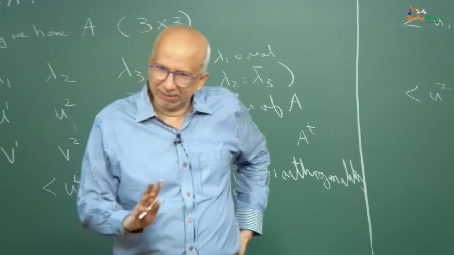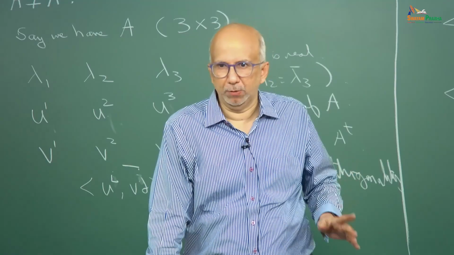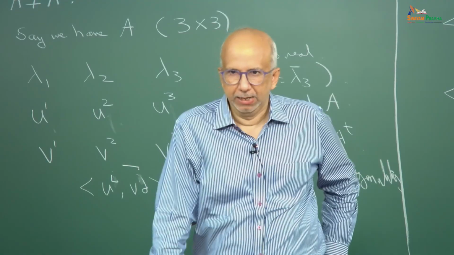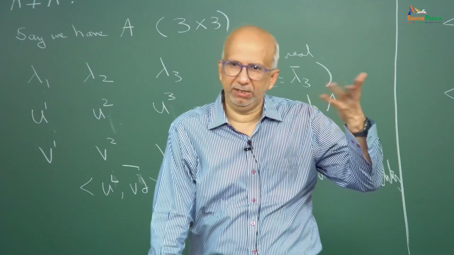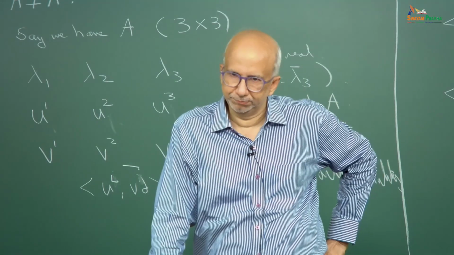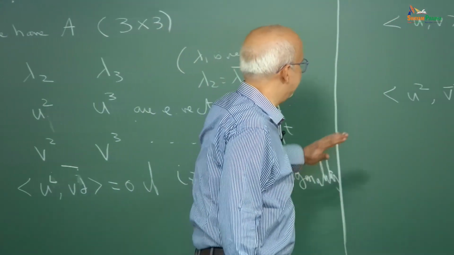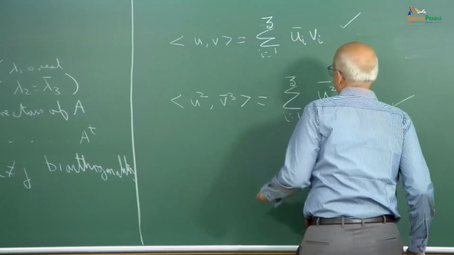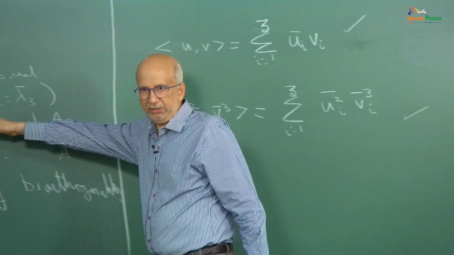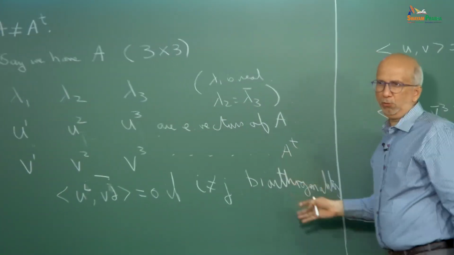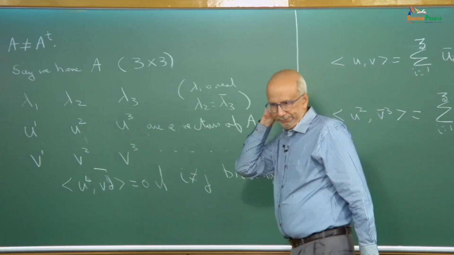This is generally valid, but if it's real also, then there is no question of taking the complex conjugate. We do not have to, because everything will be real. The complex conjugate of a real quantity will be itself. Yeah, but this is the general thing. If it turns out all three eigenvalues are real, then no complex conjugate is going to show up. Okay.